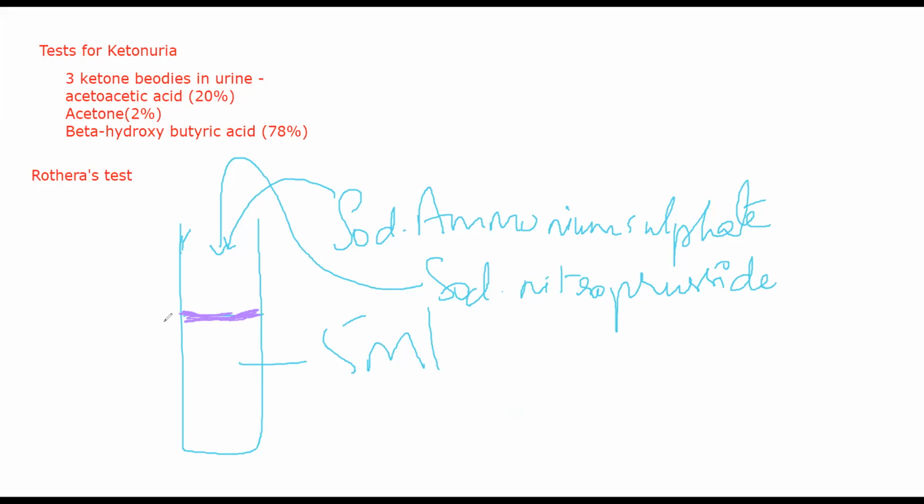In the Rothera test, you will saturate this particular urine with sodium ammonium sulfate salt and a few crystals of sodium nitroprusside, and you will shake it. Eventually, you will start adding liquor ammonia. Once you add liquor ammonia, at the junction where the liquid meets air, you will see a purple colored ring that indicates the presence of ketones.